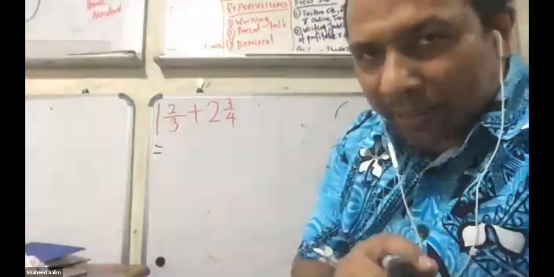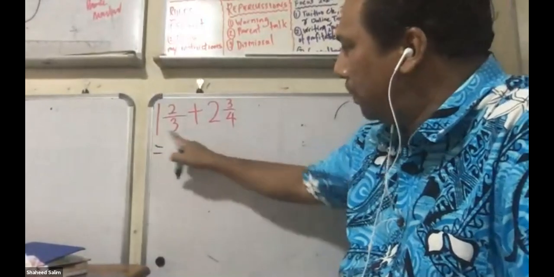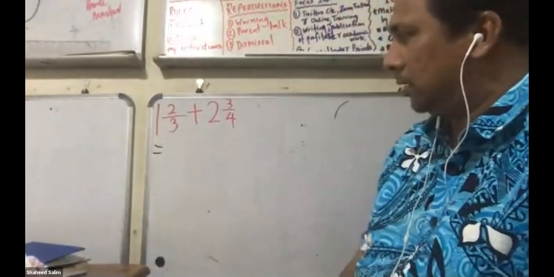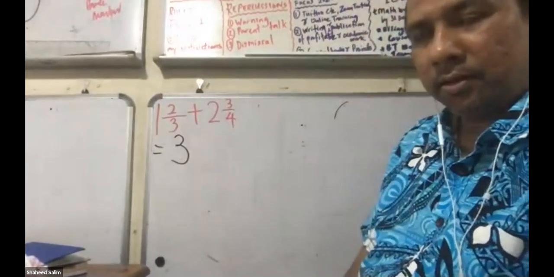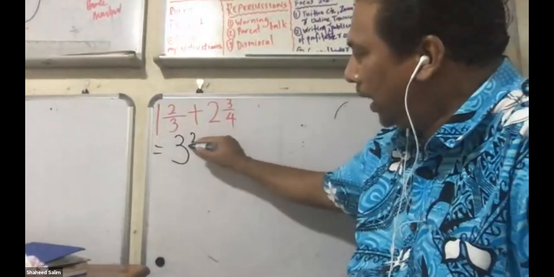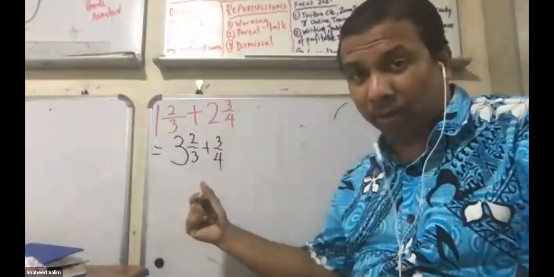Okay, you want to do this method? I'll show you an easier method, maybe if you feel you're happier with it. Take whole number plus whole number. 1 plus 2, what's your answer? 3. Then you are left with 2/3 plus 3/4. You can do it like that also if you want to. I leave it to you. You want to do this style, you can.